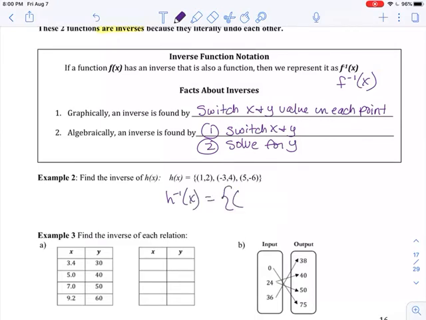So instead of my point being (1, 2), I'm going to flip-flop these around, and it's going to be (2, 1). Instead of my point being (negative 3, 4), I'm going to switch those around. It's going to be (4, negative 3). And instead of the point being (5, negative 6), I'm going to flip those around, and my point's going to be (negative 6, 5). And that's it. Those are the inverses. You're switching the x and the y.